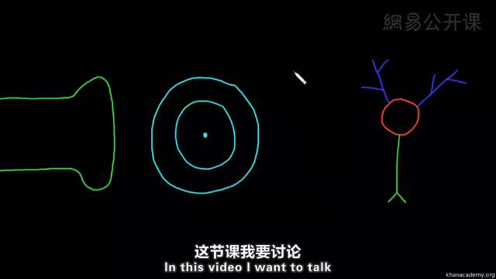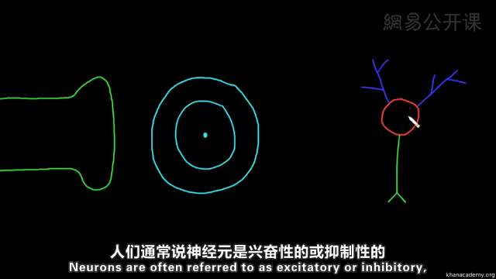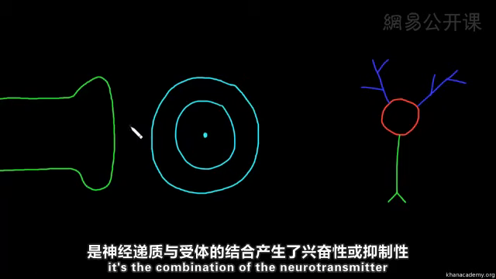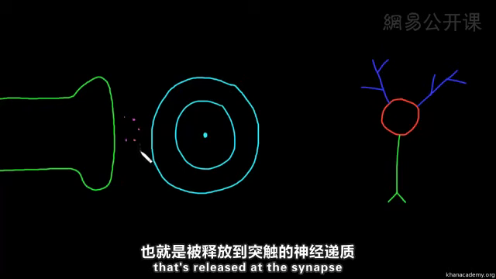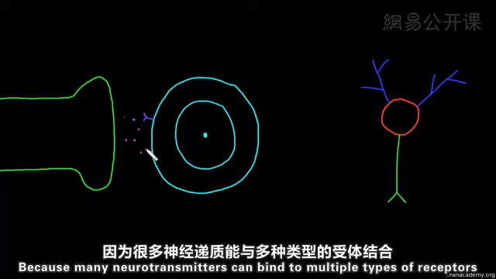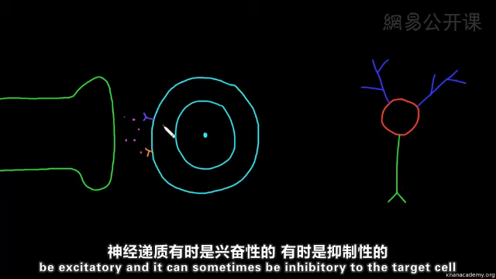In this video, I want to talk about the types of neurotransmitter receptors. Neurons are often referred to as excitatory or inhibitory, but more accurately, it's the synapse that's excitatory or inhibitory, and even more specifically, it's the combination of the neurotransmitter that's released at the synapse and the receptor that it binds to on the postsynaptic membrane, because many neurotransmitters can bind to multiple types of receptors, so that the neurotransmitter can sometimes be excitatory and it can sometimes be inhibitory to the target cell.